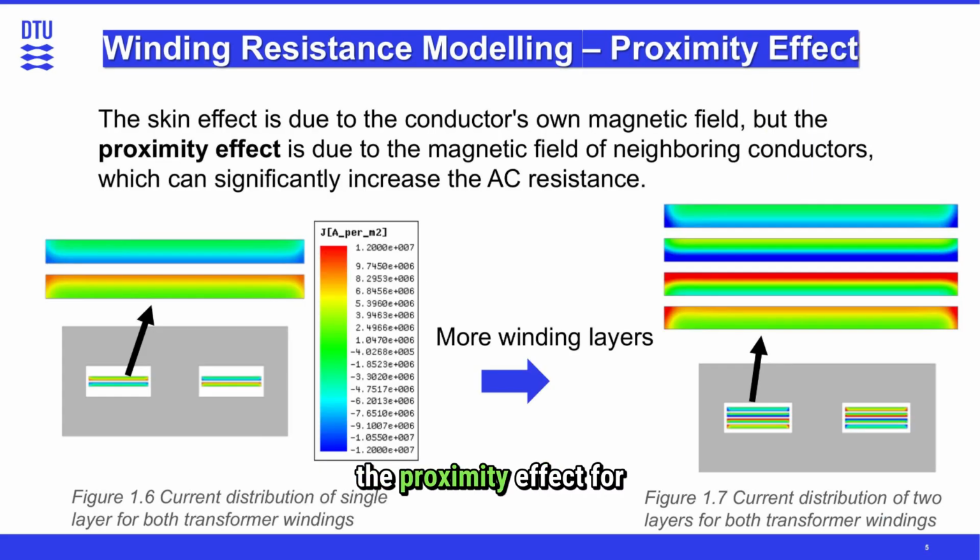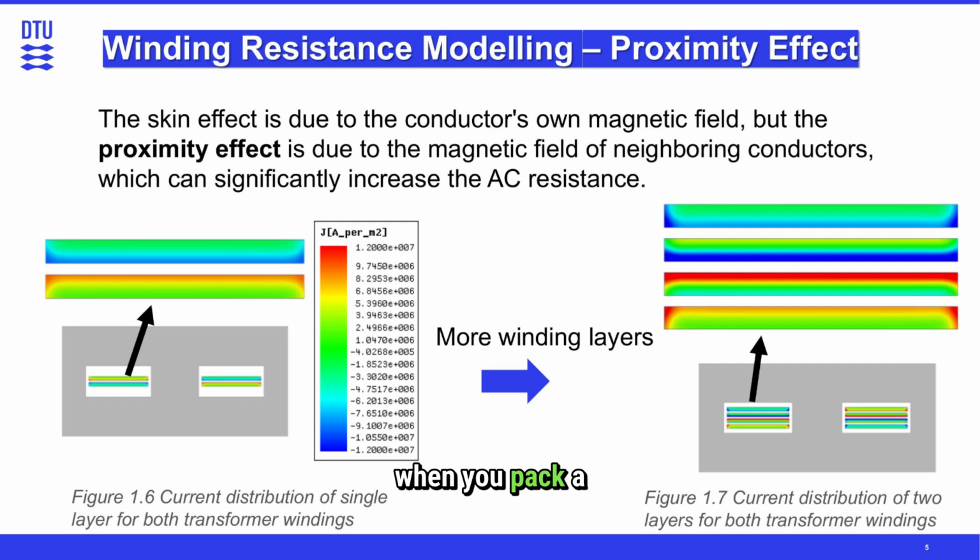Next up, we've got the proximity effect for high-frequency winding resistance modeling. While the skin effect comes from the conductor's own magnetic field, the proximity effect happens because of the magnetic fields from neighboring conductors. Those neighboring fields distort how the current flows inside your conductor, pushing it even more towards certain areas of the surface. In other words, the proximity effect basically gives the skin effect a little extra shove, forcing the current into an even smaller region. And just like with skin effect, when the effective area for current gets smaller, your AC resistance goes up.